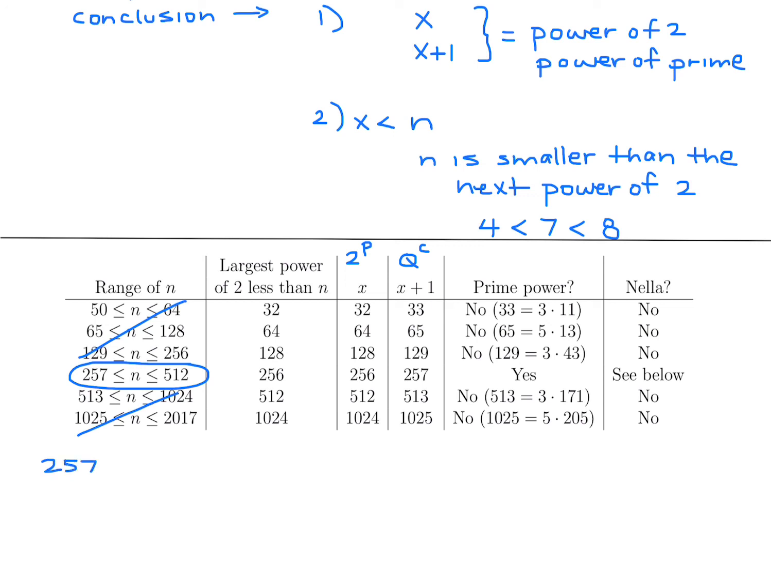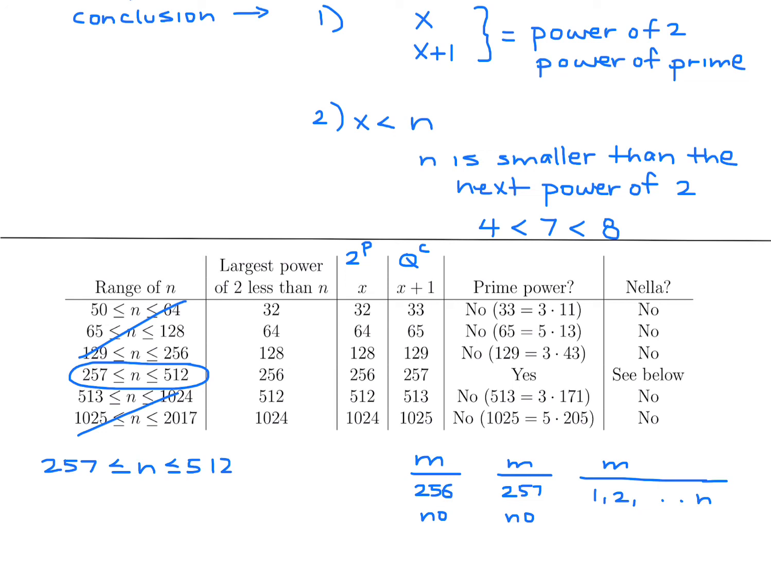Okay, so 257 is less than n is less than 512. And for all of these, we have to see if we can find some m that when you divide it by 256, which is x, and when you divide it by 257, which is x plus 1, it is not divisible. So no and no. But it is divisible by every other n, from 1 all the way up until n, inclusive.